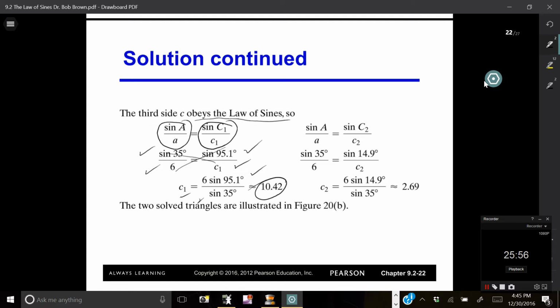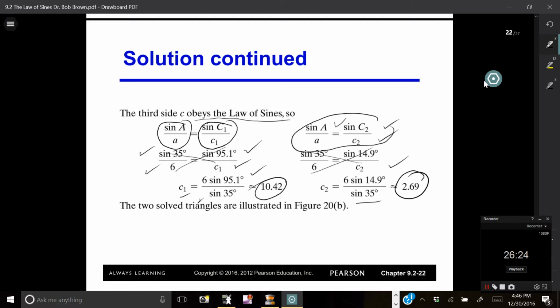Now, using C2, we plug into the same formula. Sine A over a equals sine of C2 over little c2. Plugging in and cross multiplying, we get that c2 is equal to 6 sine of 14.9 degrees divided by sine of 35 degrees, which is 2.69.